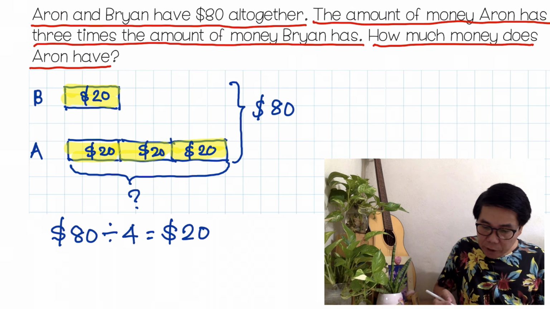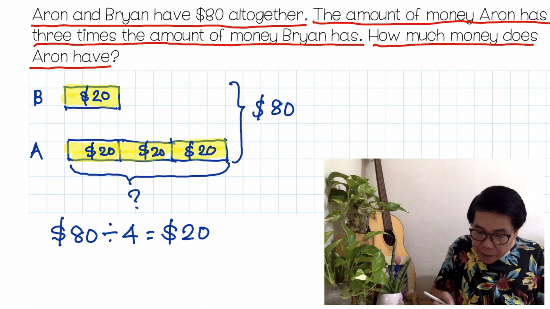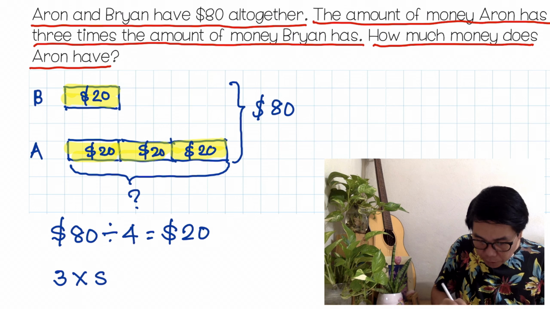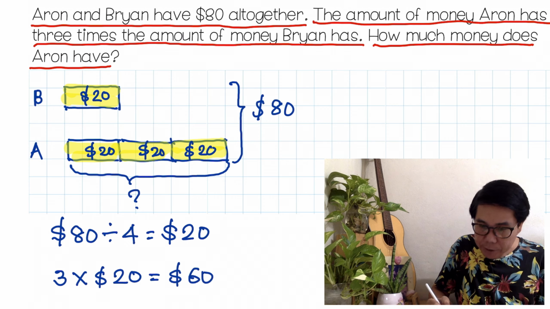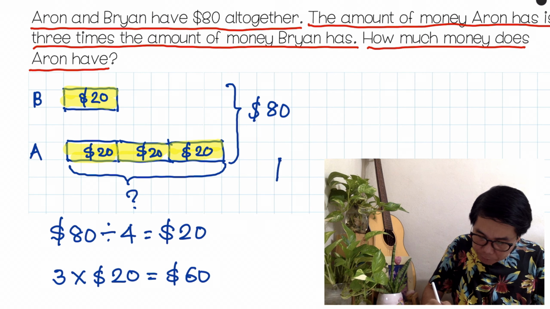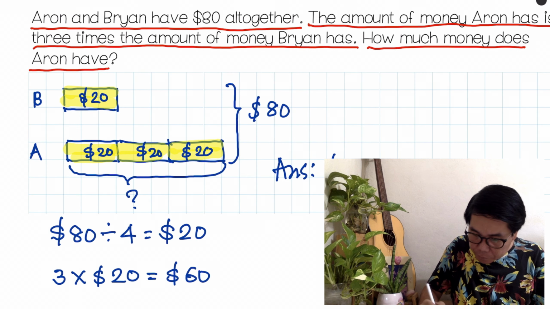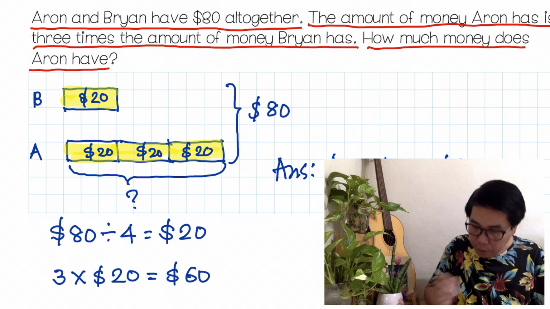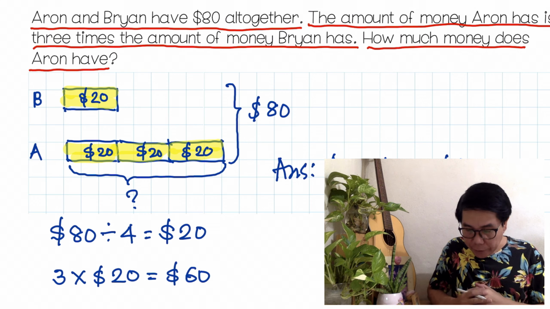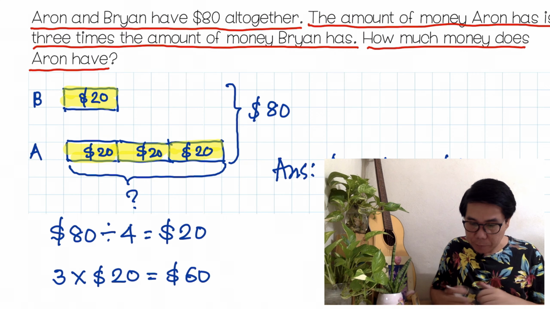Okay, so we're looking for Aaron, and Aaron has 3 units. So that means 3 times $20 is equal to $60. Now, how much money does Aaron have? Our answer, Aaron has $60. So if you can see, $60 the money of Aaron plus $20 the money of Brian. Okay, add them together, you will get $80.